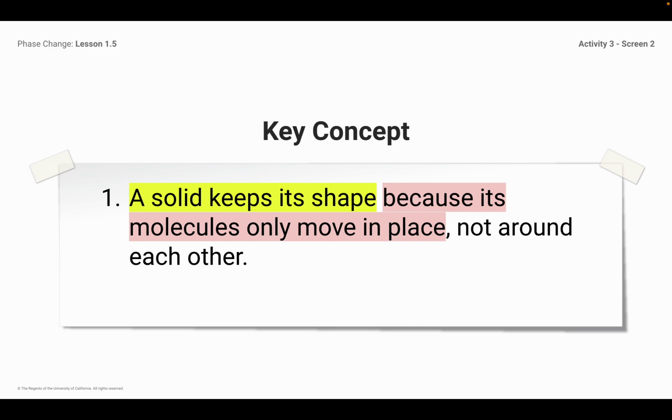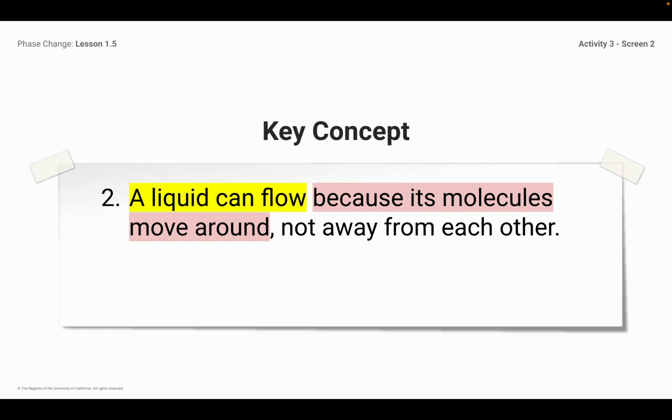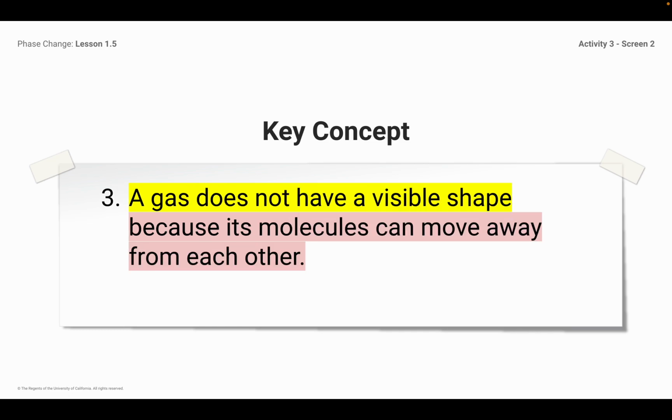All right, key concept number 2 is talking about the liquid, and we said that a liquid can flow and that it takes its shape of the container. And so I'd like you to go ahead and add this to it because its molecules move around, not away from each other. And key concept number 3, we had originally a gas does not have a visible shape and fills its container. And now we know why. On a molecular scale, it's because its molecules can move away from each other.